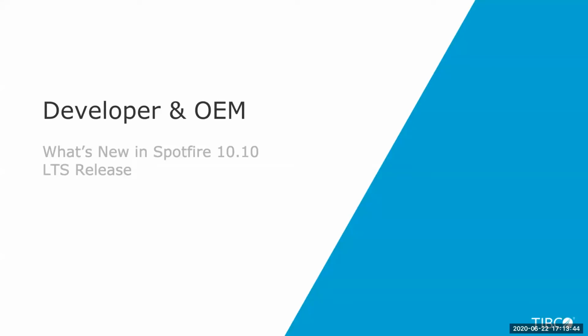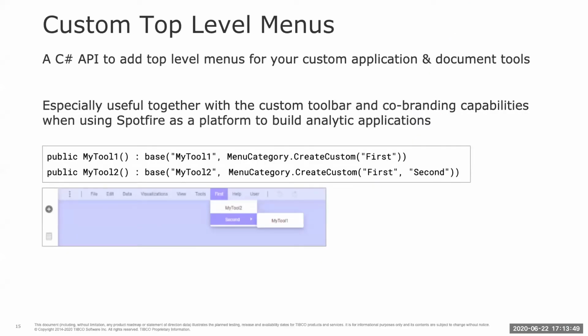Now, developer and OEM. With Spotfire 10.10, developers will find a new method in the C# API that enables adding top-level menus for custom applications and document tools. And these custom menus may also contain submenus to fine-grain the arrangement of the menu. This is especially useful when Spotfire is used as a platform to build analytical applications.